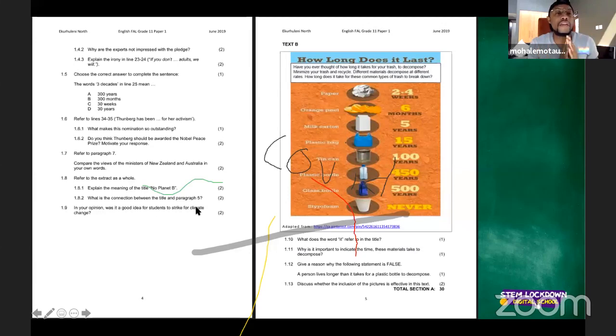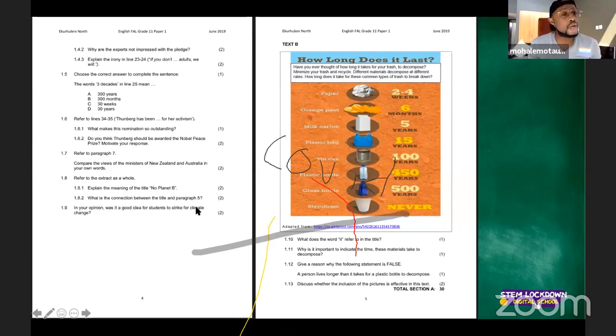Cool. And then the last question for text A says, in your opinion, was it a good idea for students to strike for climate change? So that could basically just be your own opinion. If you say yes, it was a good idea, then you need to give me a response to say yes. I am saying yes, it was a good idea for them to strike because they are young people, they are the leaders of the future, and they should be the ones that are taking care of the planet because they will be living in it. That is one of the responses you can give me.